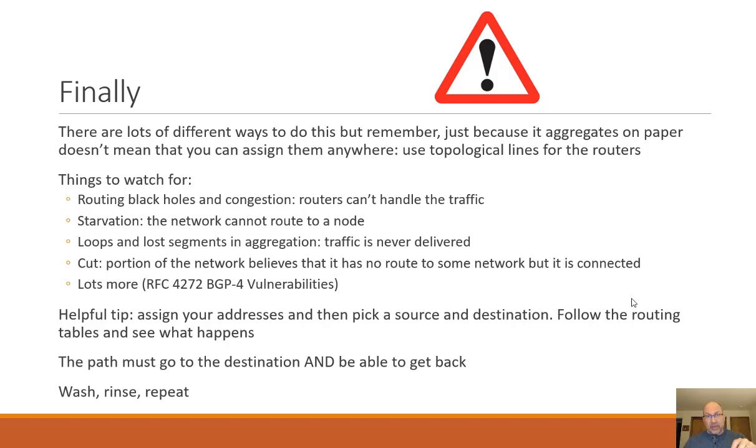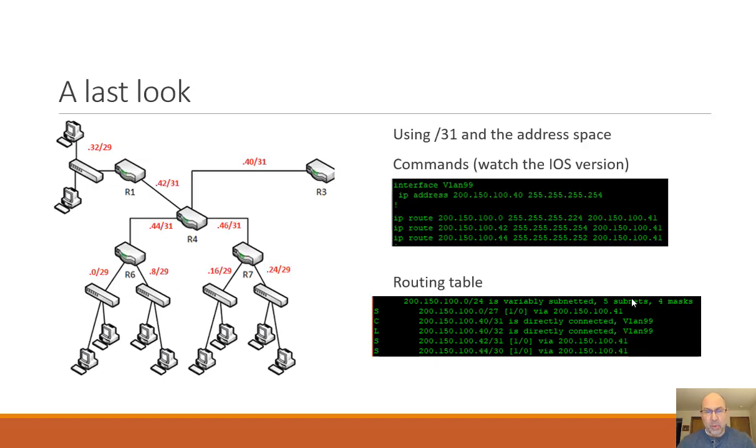And if you can follow that and process the routing tables, and your routing tables get you to the destination, and then your routing tables can get you back, you probably have a pretty good design. So that's really the key. Wash, rinse, repeat. Try that a couple of times from different sources and different destinations. So let's take one last look.